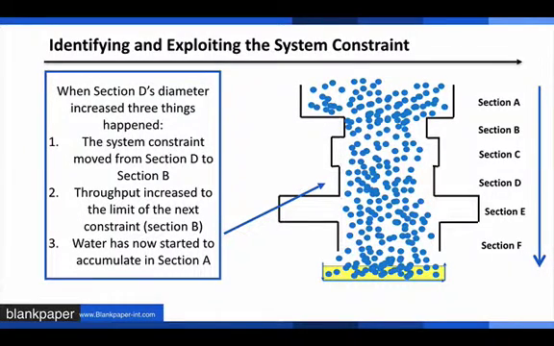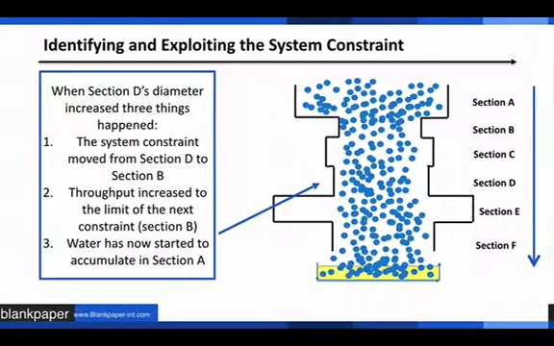So in this case, when section D's diameter increased, 3 things happened. We moved the system constraint from section D to section B. Throughput increased to the limit of the next constraint. So now section B constrained the flow rate. And we've started to accumulate water in section A. You can see that build up in water. So the key point is the throughput is governed solely by the throughput through the constraint. And that's the throughput of the system as a whole.